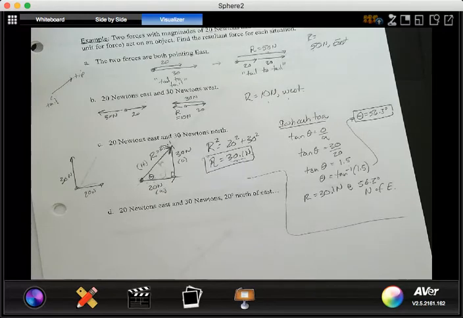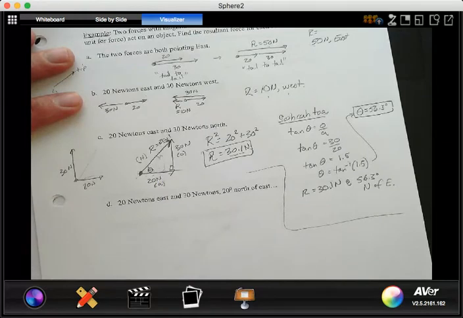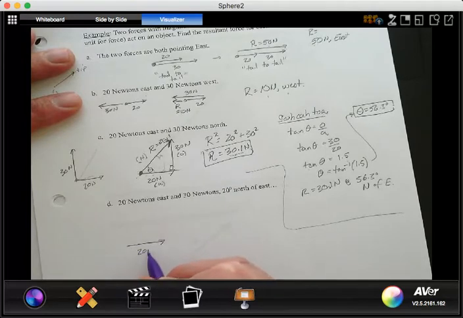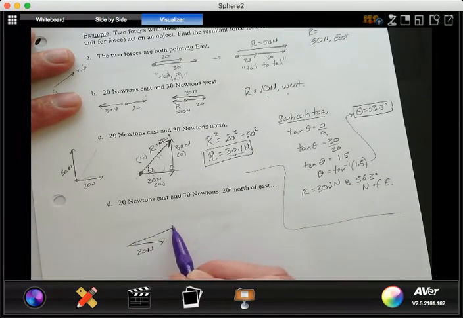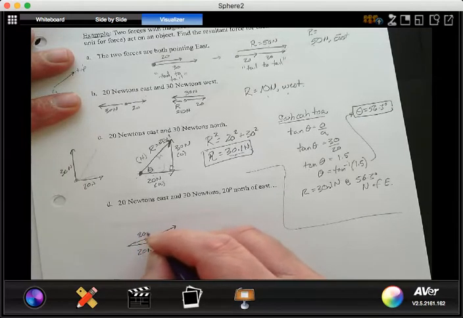Now this last one, we're not going to be able to get the exact value. We're going to estimate it. So we got 20 east and 20 degrees north of east. Now 20 degrees is a pretty skinny angle, so I'm going to make it a pretty small angle. I'm going to write in there that that's 20 degrees, and I write this as 30 newtons.